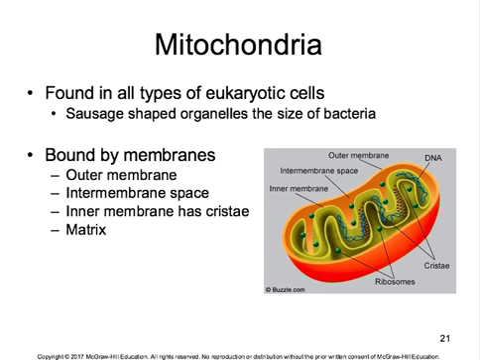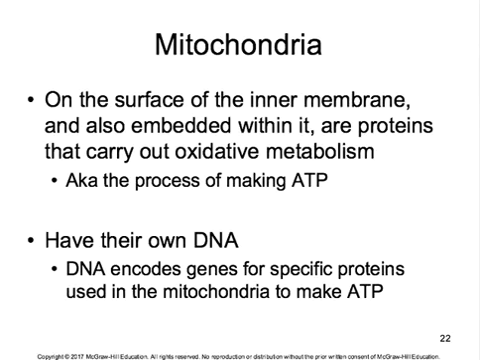Mitochondria is another cell organelle. It's found in all types of eukaryotic cells. It's a sausage-shaped organelle, and it's the size of bacteria. What's interesting is that the mitochondria have an outer membrane. They also have an inner membrane that has cristae and a matrix. So it's a very complex organelle.